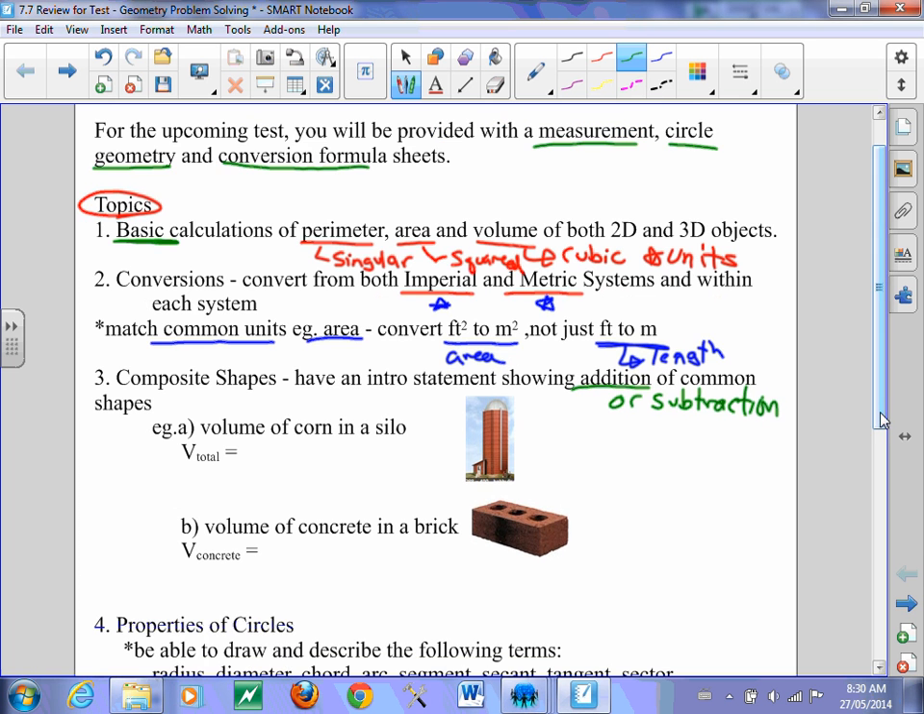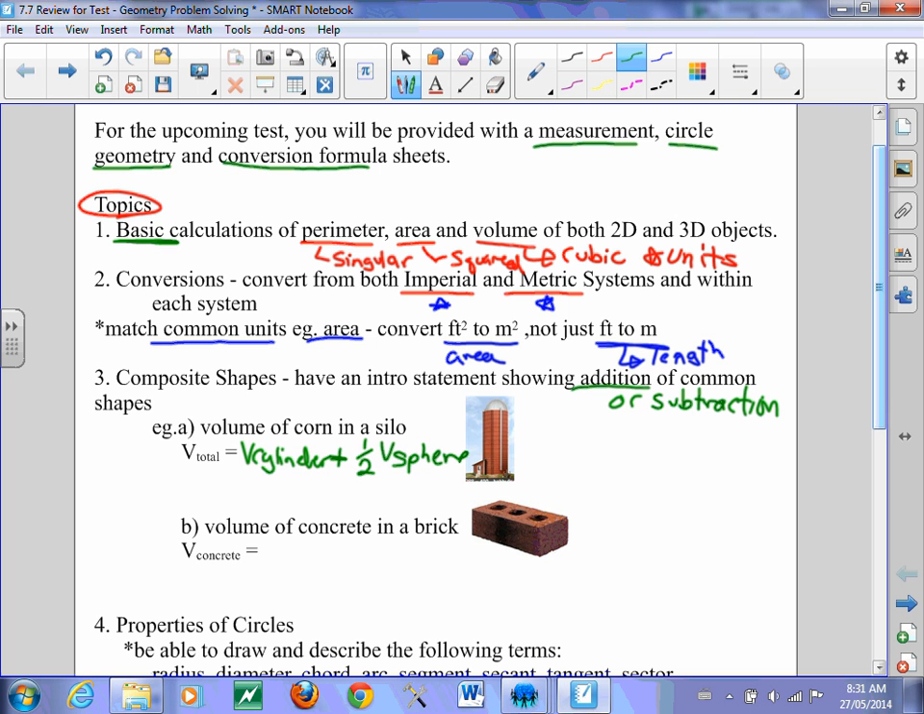So if you want to find the volume of the corn in a silo, well, first of all, you realize you've got two shapes. You've got the volume total is going to equal the volume of the cylinder plus, and we're going to assume that you can fill it completely up, even though I know you need to leave air in and you've got a motor in there. We're going to say plus half the volume of a sphere.